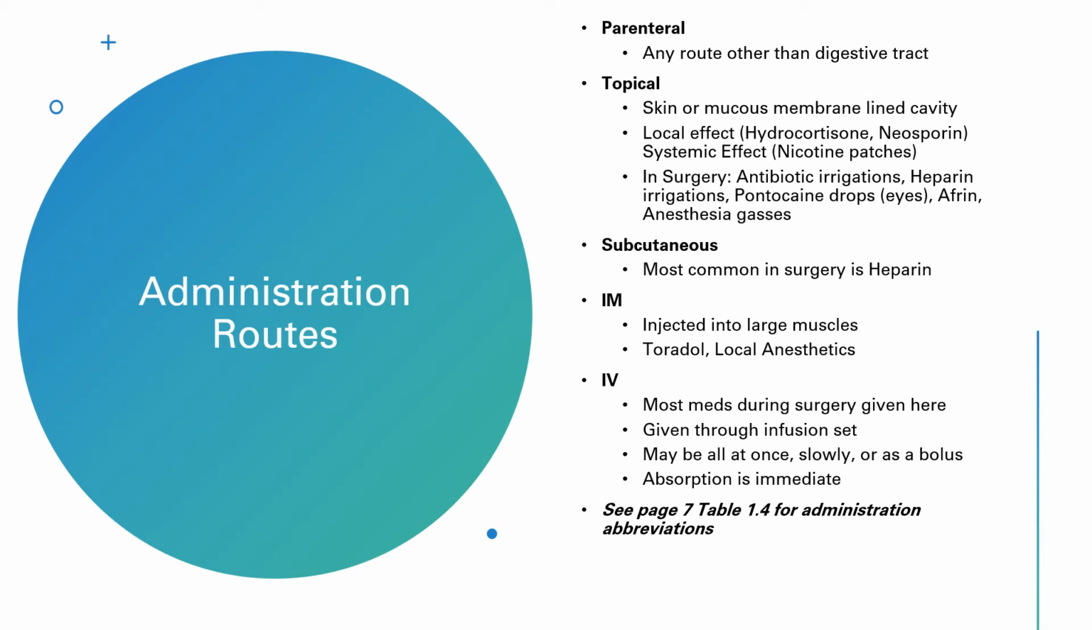So the drugs can be given all at once, which you'll hear called a bolus, or given slowly over time as an infusion throughout the procedure. And I want you guys to note that the absorption for an IV is immediate. It is going directly into the bloodstream, so that drug is going to act almost immediately. Okay, and there's another page, like I said, table, page 7, 1.4. Those are the administration abbreviations. So take a look at these tables, guys. They are great study guides for you.